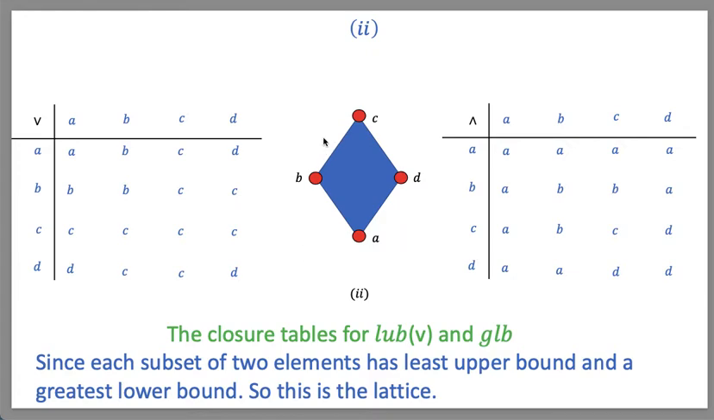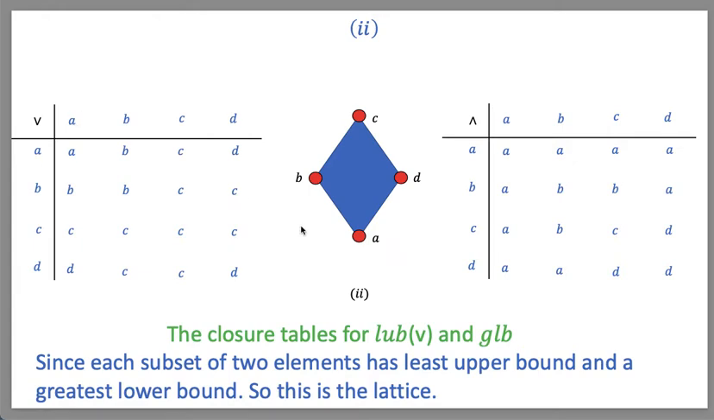Now one more example. Suppose this is the Hasse diagram of another lattice which consists of elements A, B, C and D. From this diagram we will calculate the least upper bound and greatest lower bound for every pair of elements, and we will see whether it is a lattice or not. This is the join, meaning least upper bound, and this is the meet, meaning greatest lower bound.